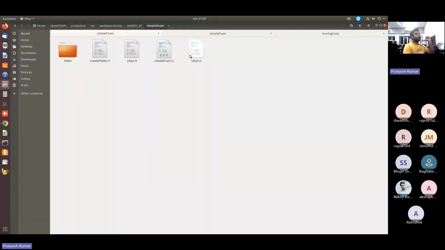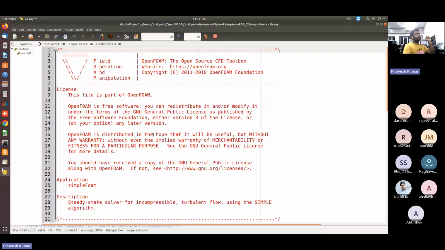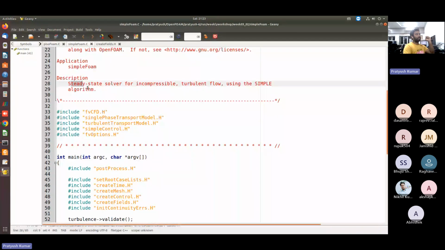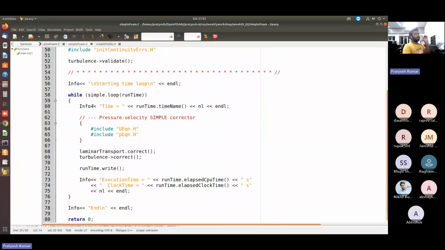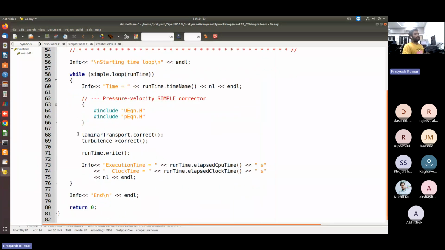Okay, now if you open simpleFoam.C, you can see that this is the steady state solver for incompressible turbulent flow using the SIMPLE algorithm. Now here you can see that there is no outer corrector followed while solving the P and U equations.